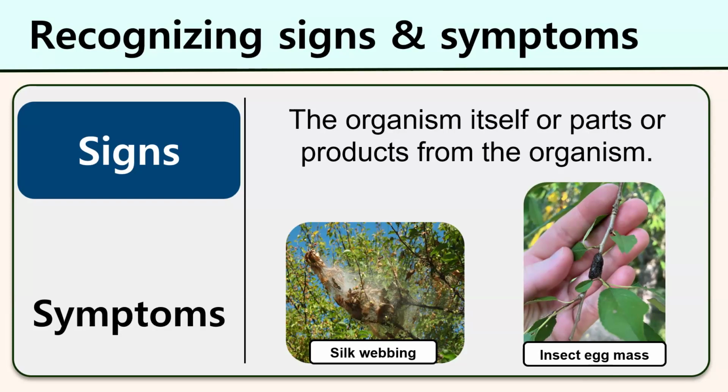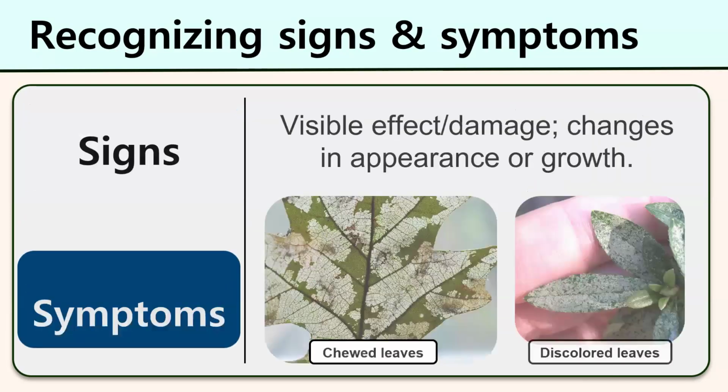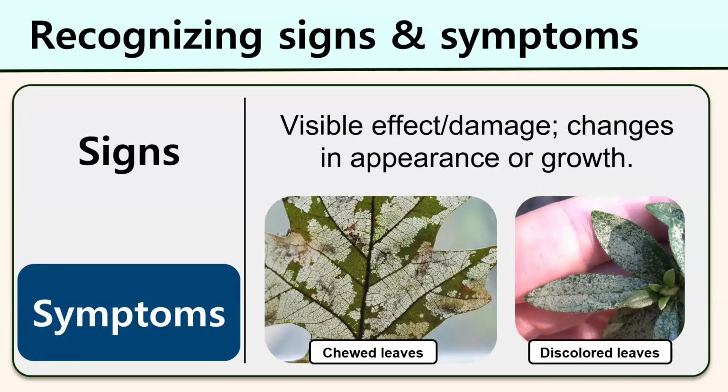And then we'll learn about symptoms. So symptoms are a visible effect or damage, and it can be changes in appearance of our plant or changes in growth. So something we find unusual for our plant can be labeled as a symptom. So things like chewing on the leaves, or maybe we're seeing lightening of the leaves.